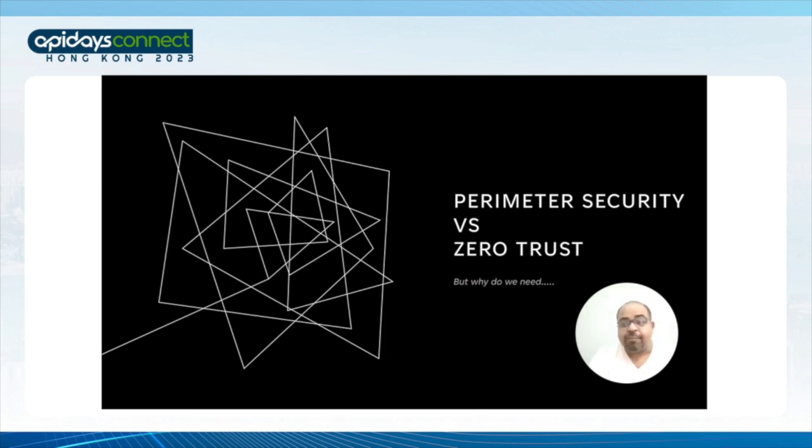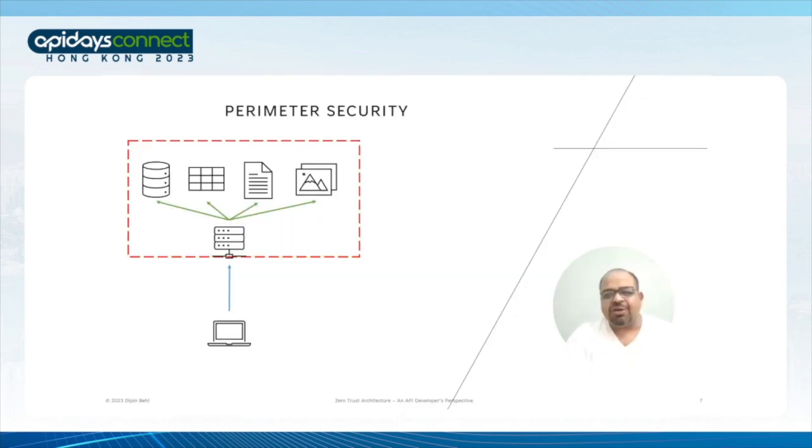It is still an important part of the overall ecosystem, and zero trust should not be looked at as a replacement of perimeter security, but rather as the evolution of security practices. Let's look at an example here.